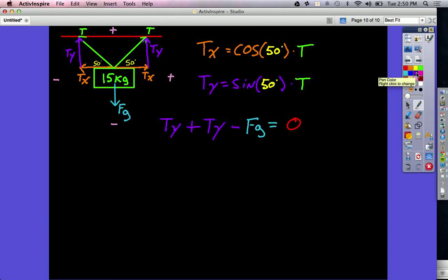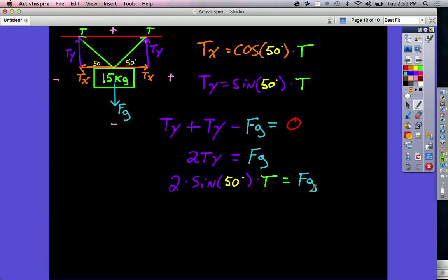We're going to simplify this a little bit. Ty plus Ty is just 2 tensions in the y direction. And that's going to equal our force of gravity pulling down. And this is why we did this step up here with the Tx and the Ty. I know that tension in the y direction, I don't want T in the y, I want the actual tension. And I know that it equals the sine of 50 degrees multiplied by the tension. And all that stuff still equals the force of gravity.